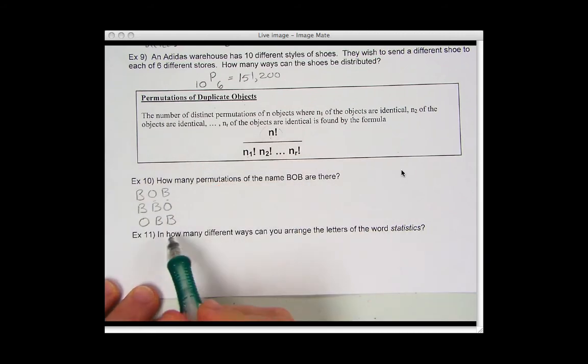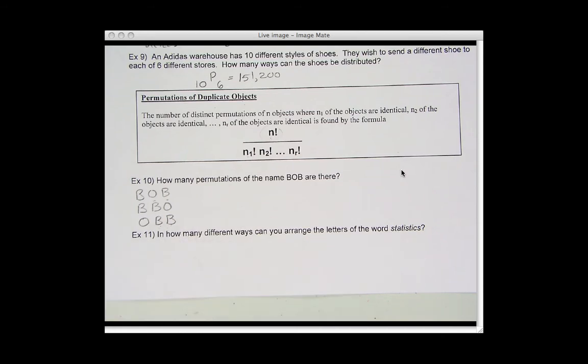Now notice, because the letter B is the same letter, if I switch these around, those do not count as different arrangements because we can't tell the difference between them. So we expect our answer to only be 3 instead of 3 times 2 times 1.